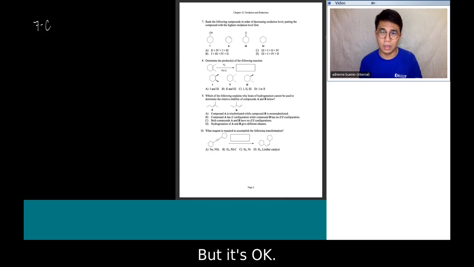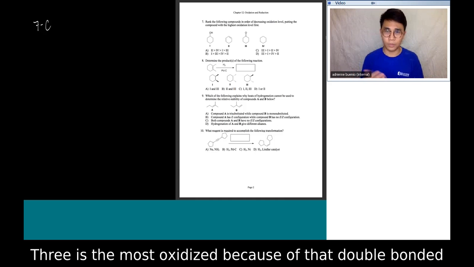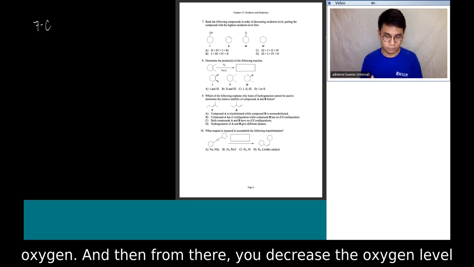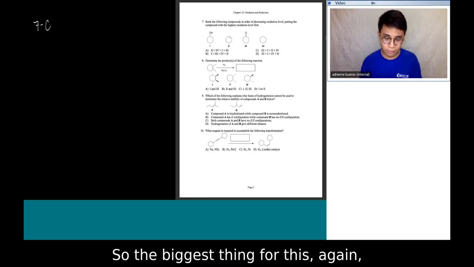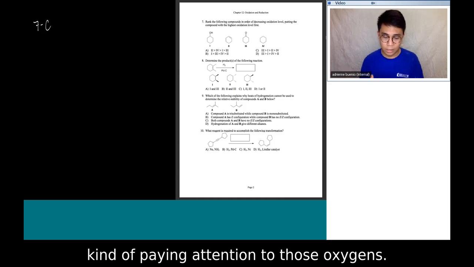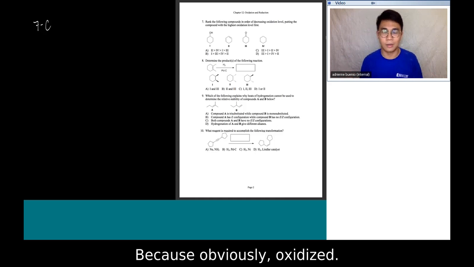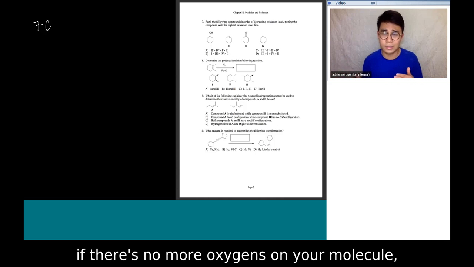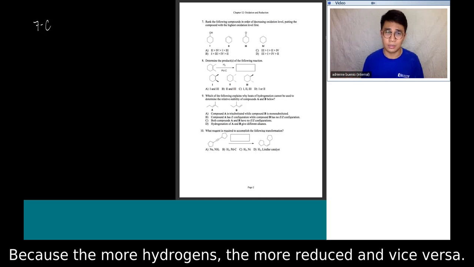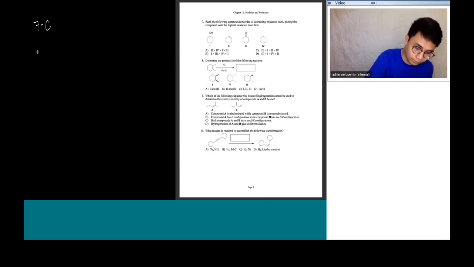But it's okay. Three is the most oxidized because of that double bonded oxygen, and then from there you decrease your oxygen level, and then your hydrogens come up, right? So the biggest thing for this, again, is paying attention to those oxygens because obviously oxidized. And then if you run out of oxygens, if there's no more oxygens on your molecules, then you pay attention to the hydrogens, right? Because the more hydrogens, the more reduced, and vice versa. So eight.